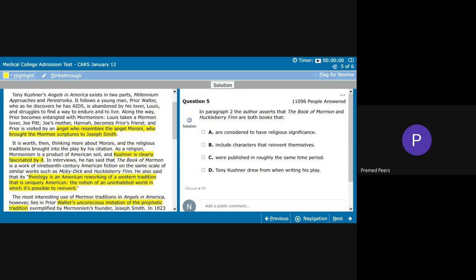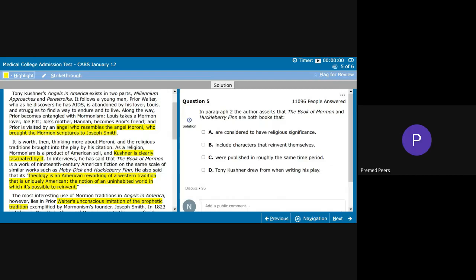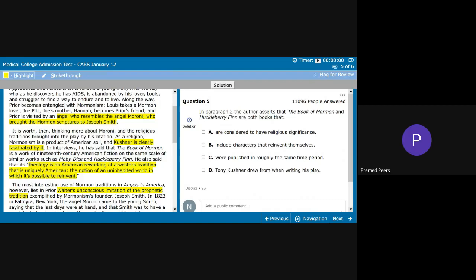In paragraph 2, the author asserts that the Book of Mormon and Huckleberry Finn are both books that what? So this is the sentence that talks about that. And again, when it points to a specific piece or a specific part of the text, you want to make sure you read that sentence and then also maybe what's before and after. In this case, though, I think this is a pretty straightforward question because the only comparison that's really made in this sentence here is work of 19th century American fiction on the same scale of similar works such as Moby Dick and Huckleberry Finn. So we're not talking about religious significance.